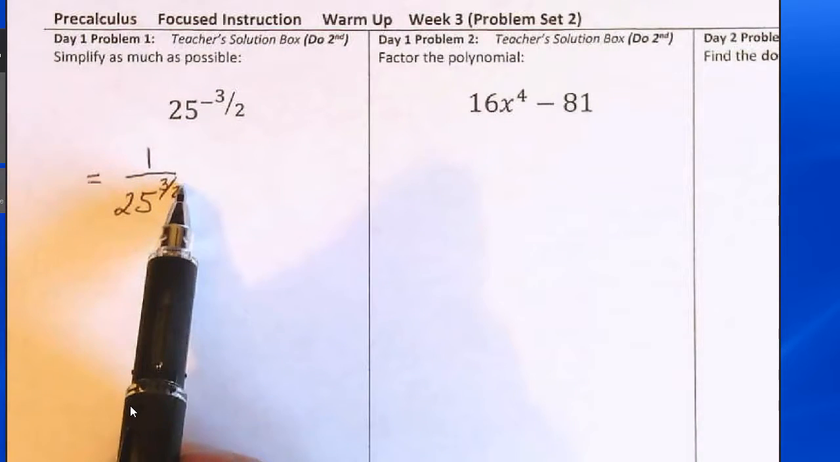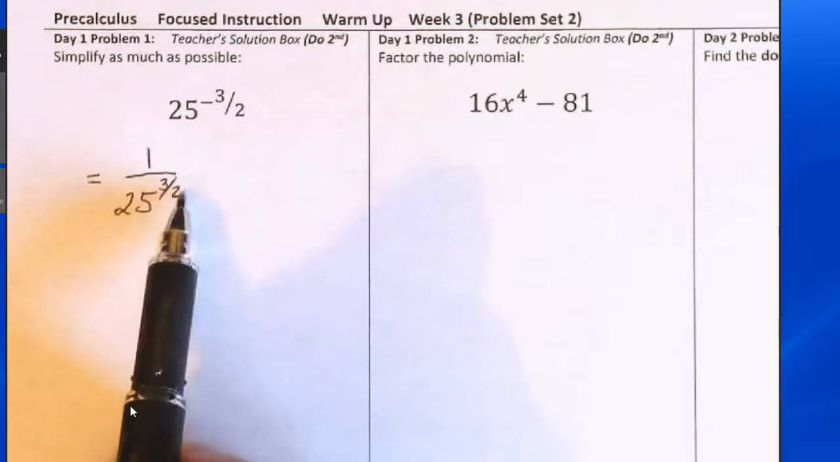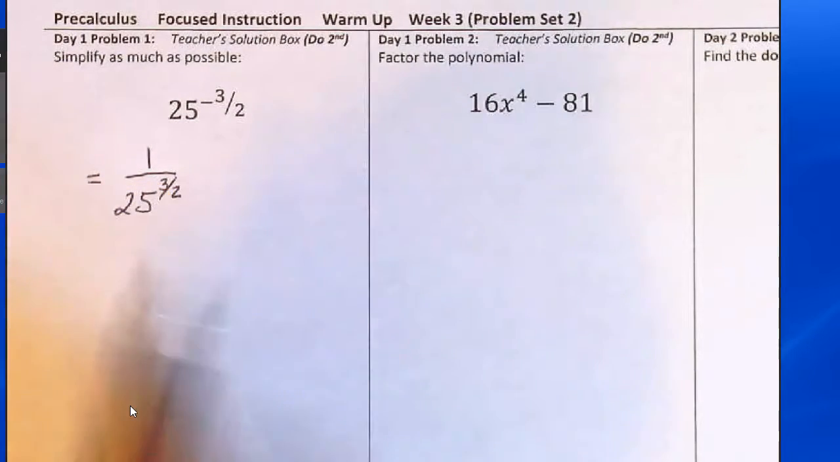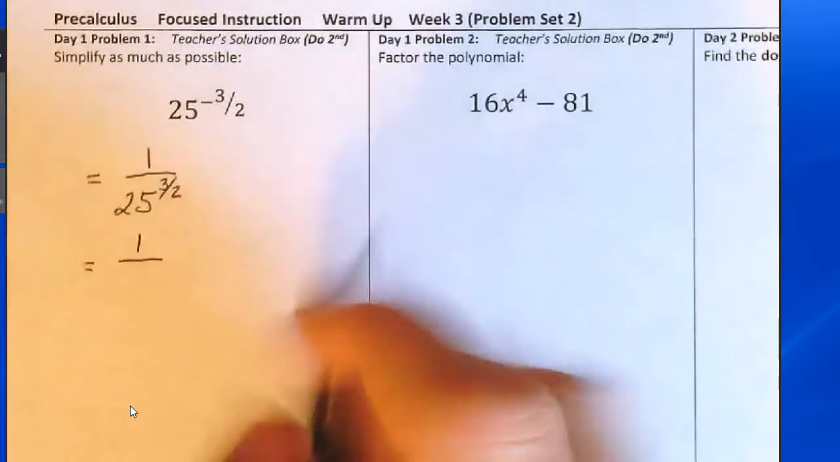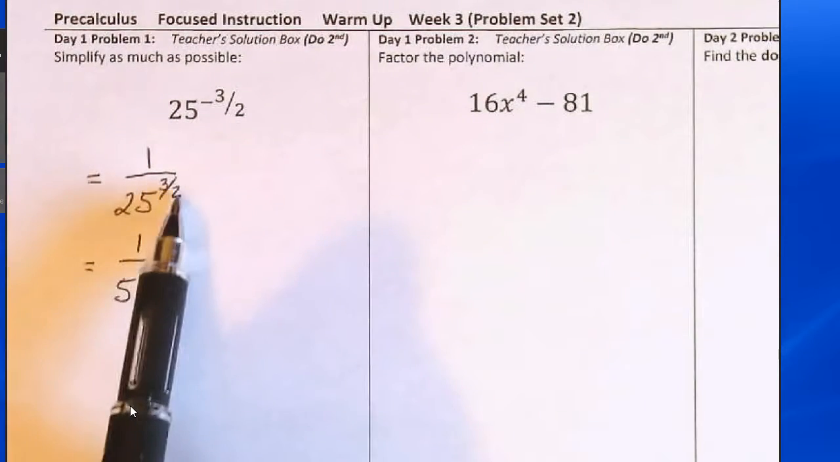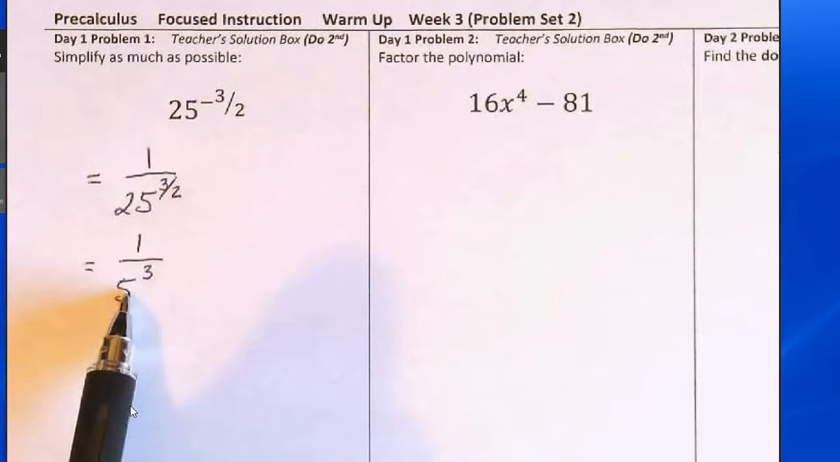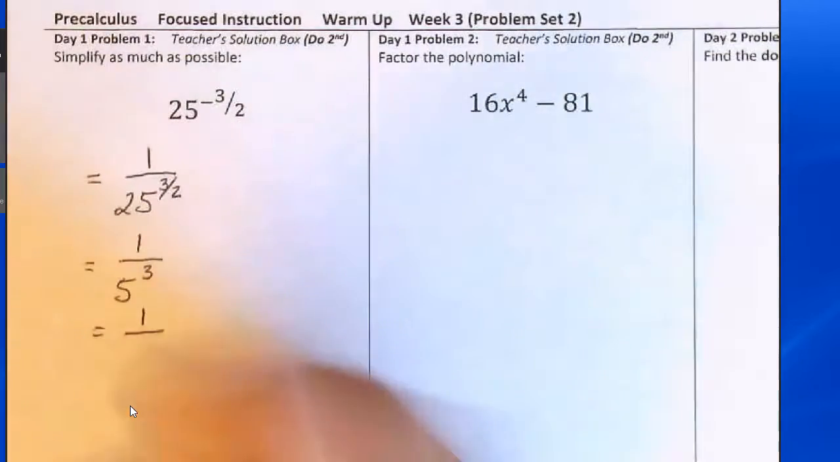The exponent also is a fraction that has a denominator of 2. That can be interpreted to mean a square root. And so in our next step, we can rewrite it as 1 over 5 to the 3rd power. I've used the denominator in the exponent to take the square root of 25, creating a 5. In the final step, we can write 1 over 125.